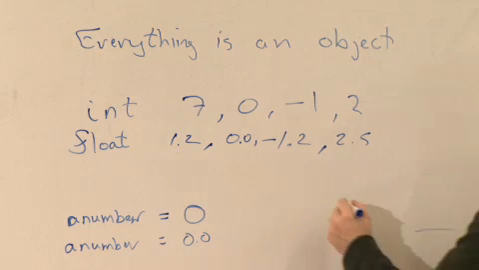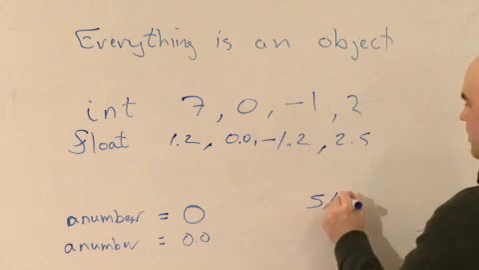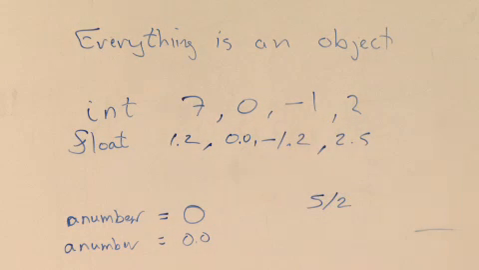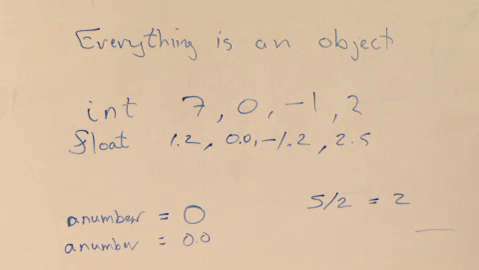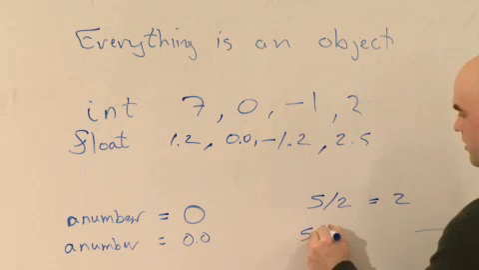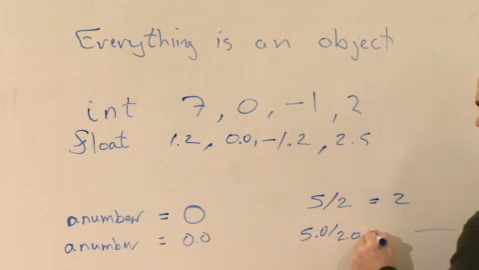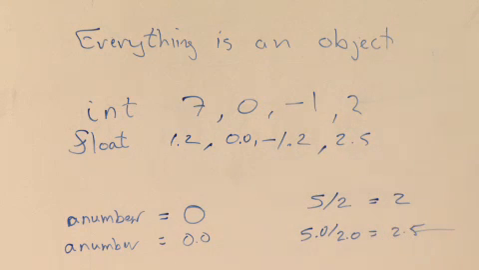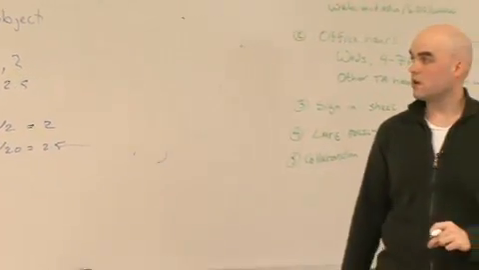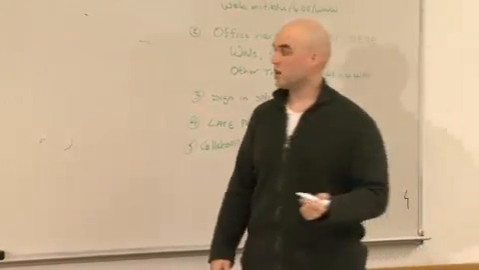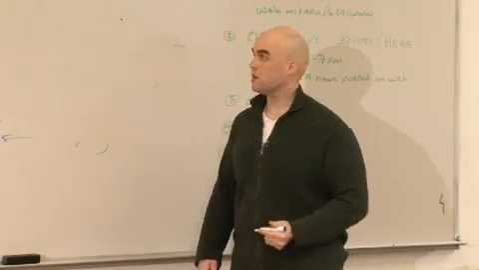Because in computer land, 5 integer divided by 2 integer is equal to 2. Whereas in the real world, it's equal to that. So just be aware when you're working with numbers that you need to be aware of their type, right? Especially when you're talking about the different operations you can do on them.